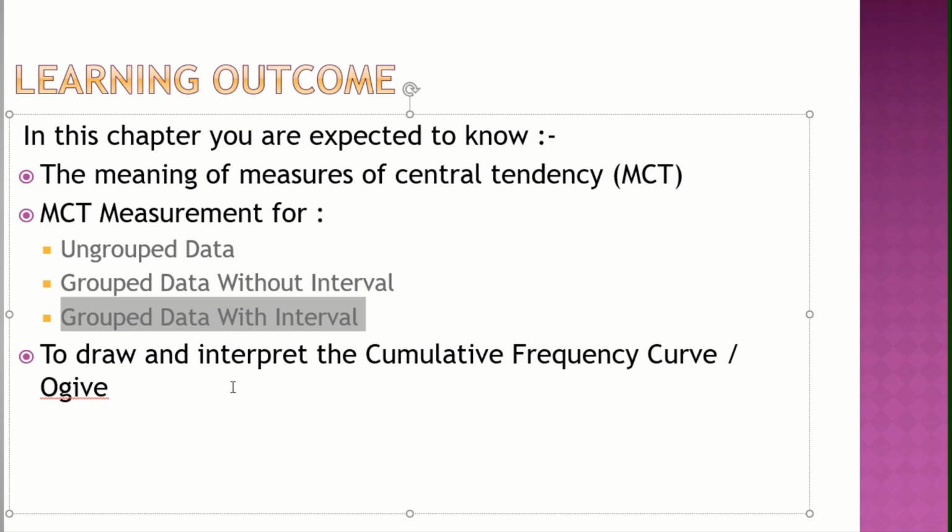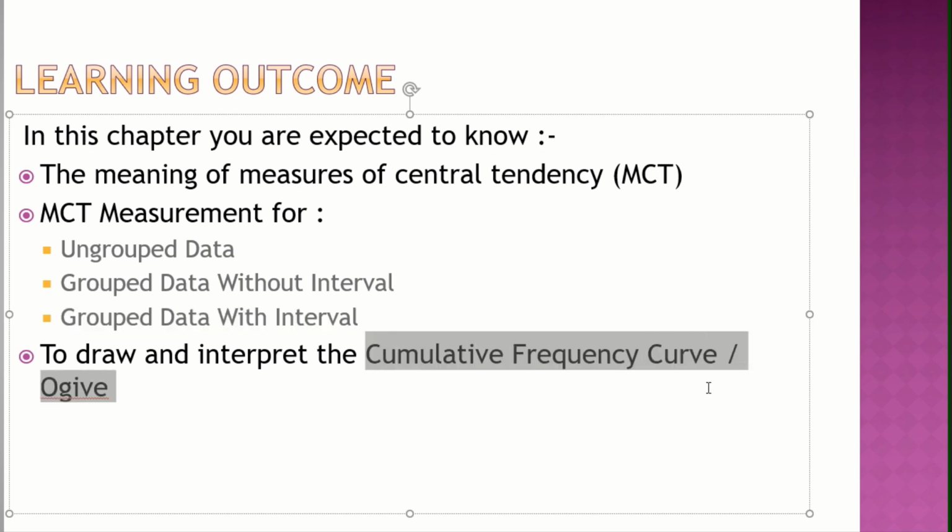So now we're going to look at group data with intervals. It's a little bit different. You still have to add the two extra columns, but you have some new formulas that you are going to be looking at. I'm also going to teach you how to draw the cumulative frequency curve, or we call it the ogive, or in school you call it the ogive.